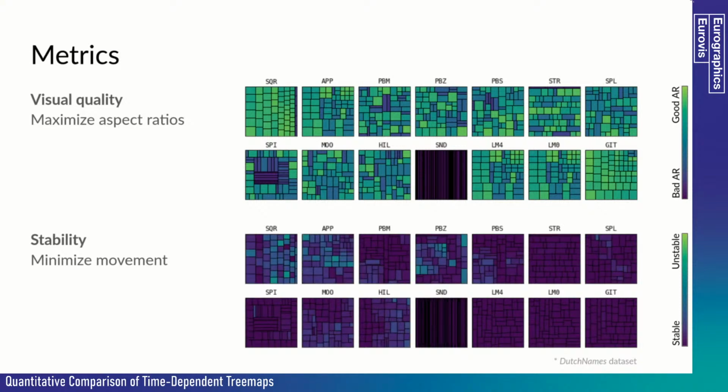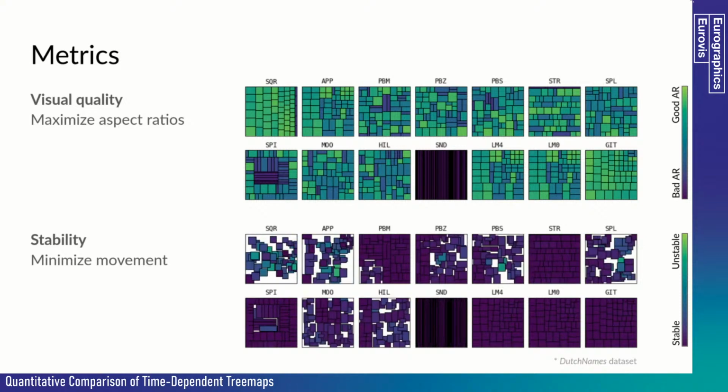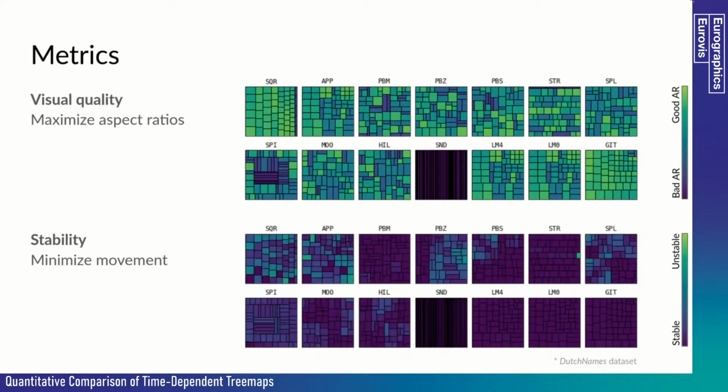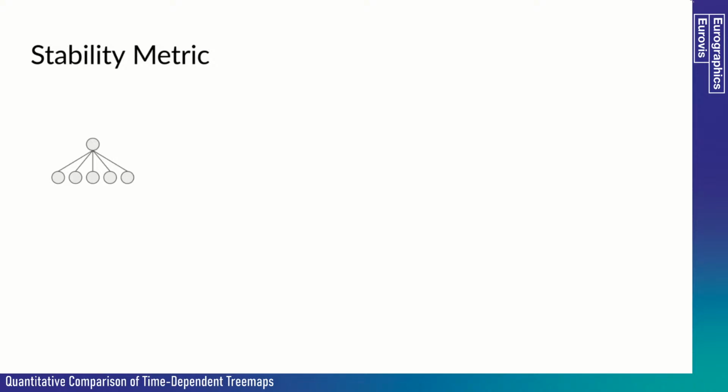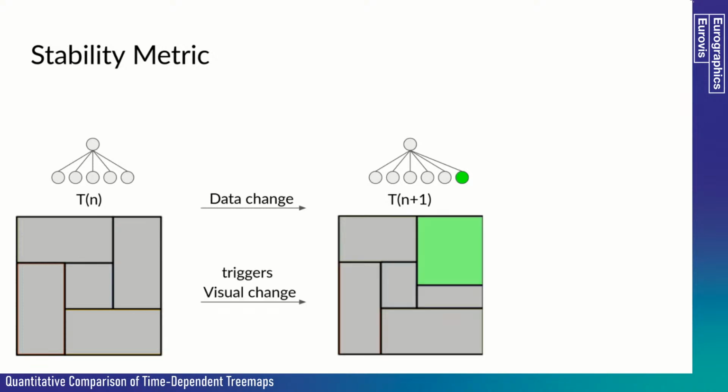But when the data changes a lot, it is inevitable and desirable for the visualization to change considerably. So, how do you measure the stability and not penalize high movement generated by large data change? Imagine that you have an initial input tree and corresponding tree map layout. On the next time step, there is some data change. Weights might change, and a new cell is added. This triggers a visual change. But how can we tell if this visual change was proportional to the data change? Especially since these 2 amounts are not directly comparable.